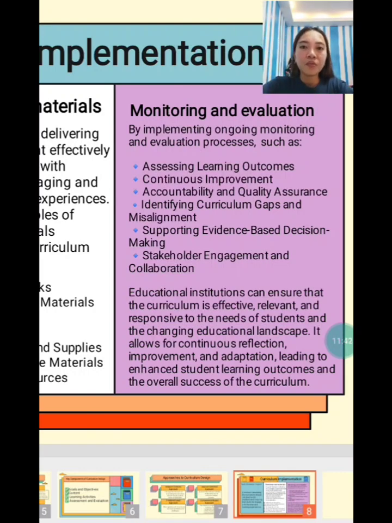curriculum. Here in monitoring and evaluation, ongoing monitoring and evaluation are essential processes in curriculum implementation to ensure its effectiveness and make informed decisions for improvement.